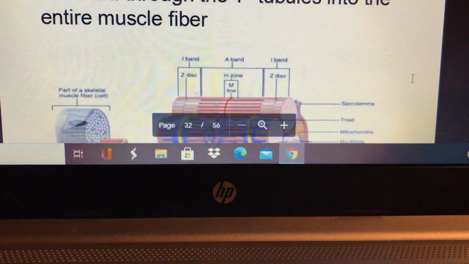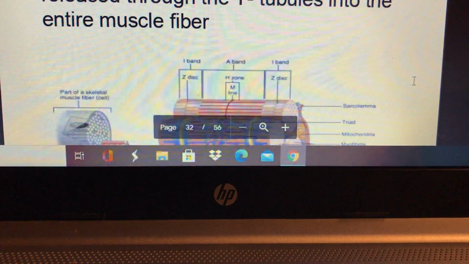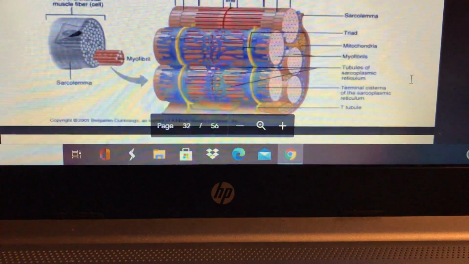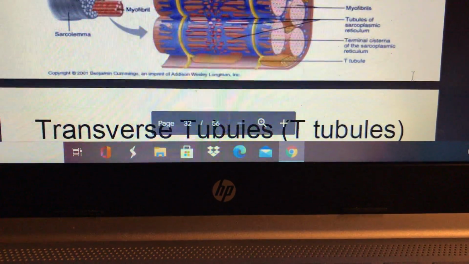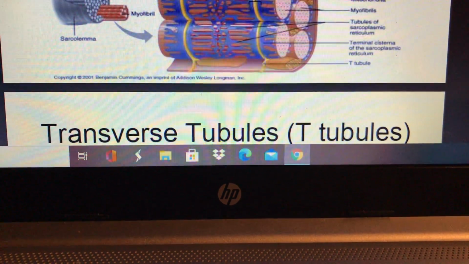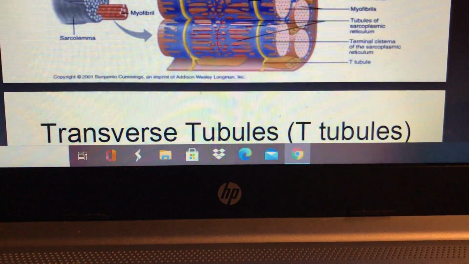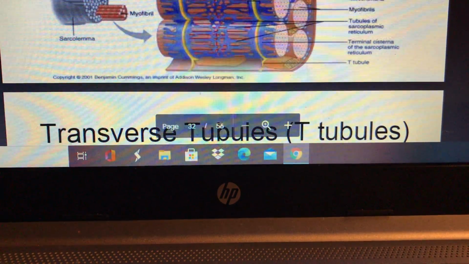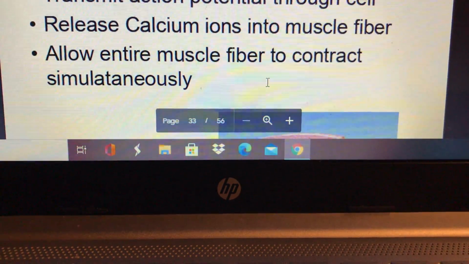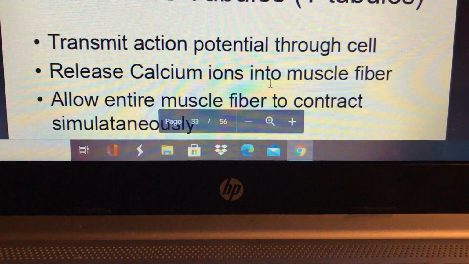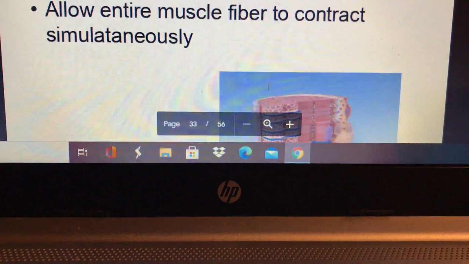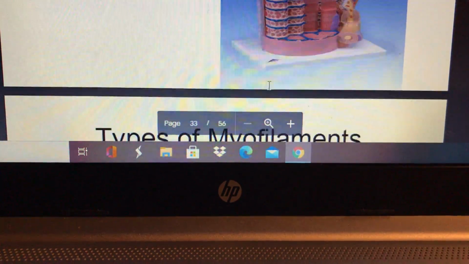So, the sarcoplasmic reticulum stores calcium. During contraction, calcium is released into the entire muscle fiber. These are where the T-tubules are located. This whole yellow area is the T-tubules. The transverse tubules transmit an action potential through the cell, and they release calcium ions into the muscle fiber, and they allow the entire muscle fiber to contract simultaneously.